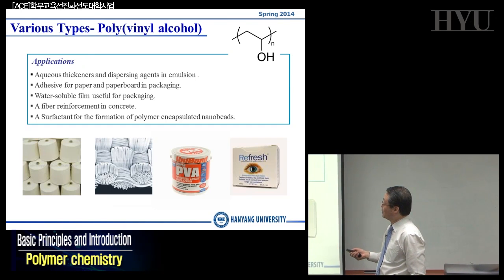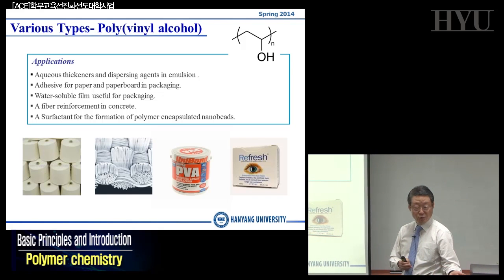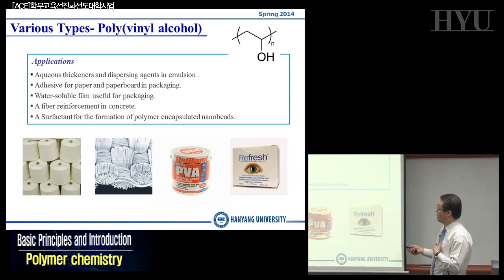It's widely used in adhesives for the papers and paperboard in the packaging. Every paper that you're using, the white paper, also contains some polyvinyl alcohol as well, okay? Because it's a kind of glue.